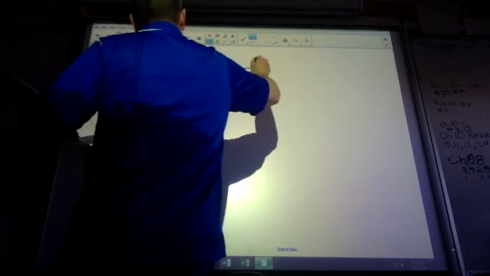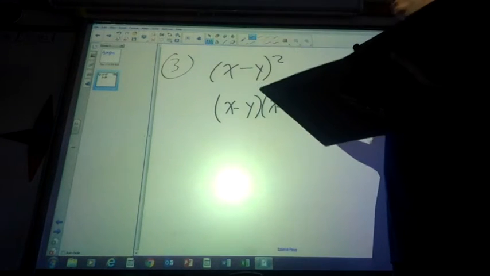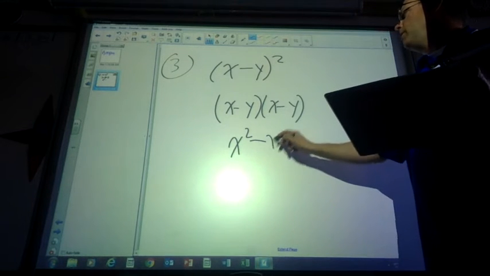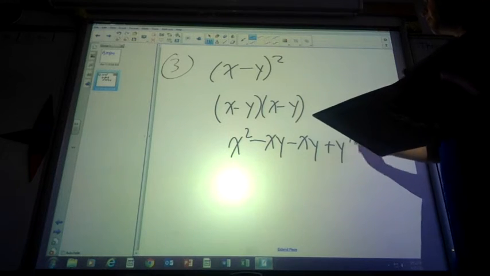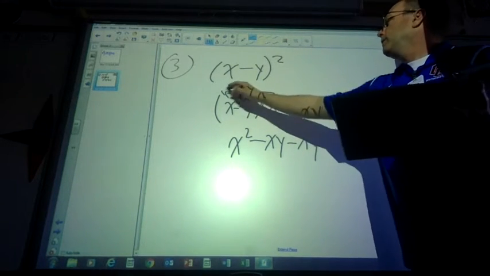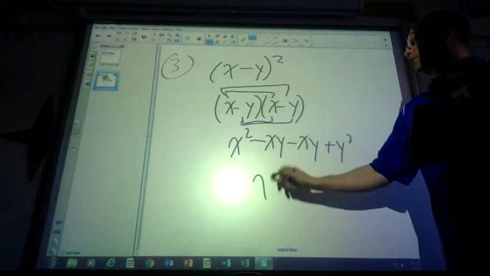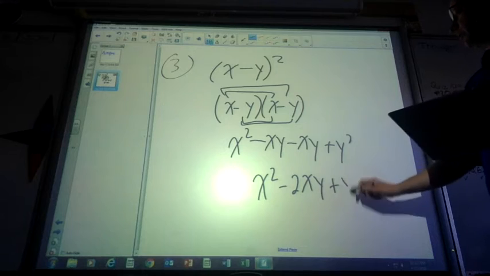We have x minus y squared. So you have 2x minus y's, like this, which means this is going to be x squared minus xy plus y squared. That's just multiplying here, here, here, here, here, here, and here. So that's going to be x squared minus 2xy plus y squared. So that's a perfect squared trinomial in this case. Okay?